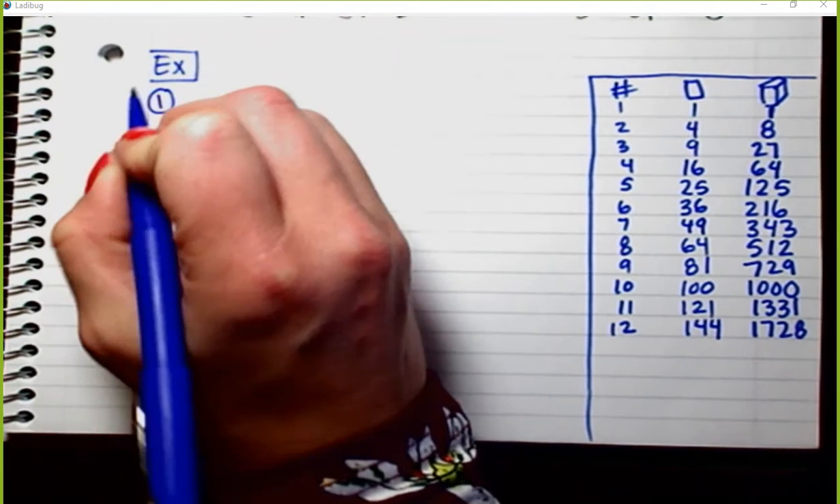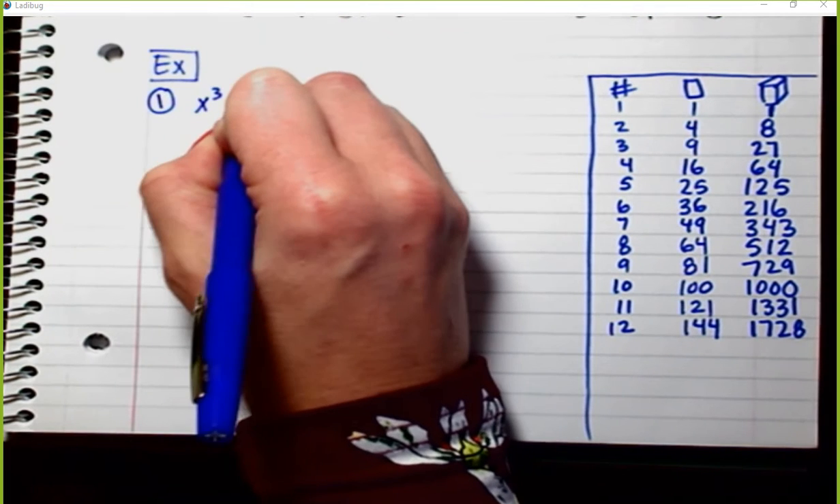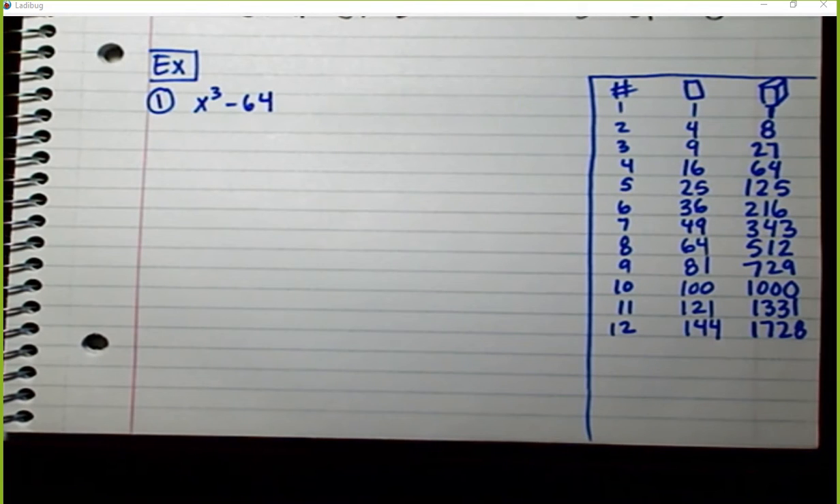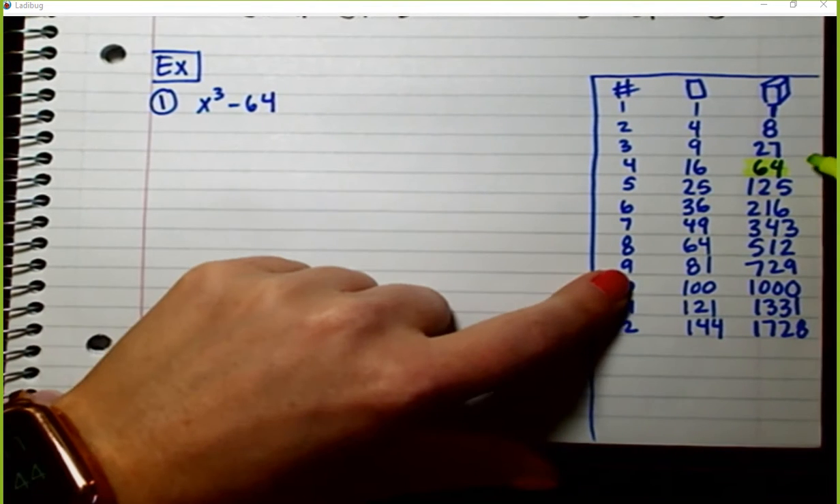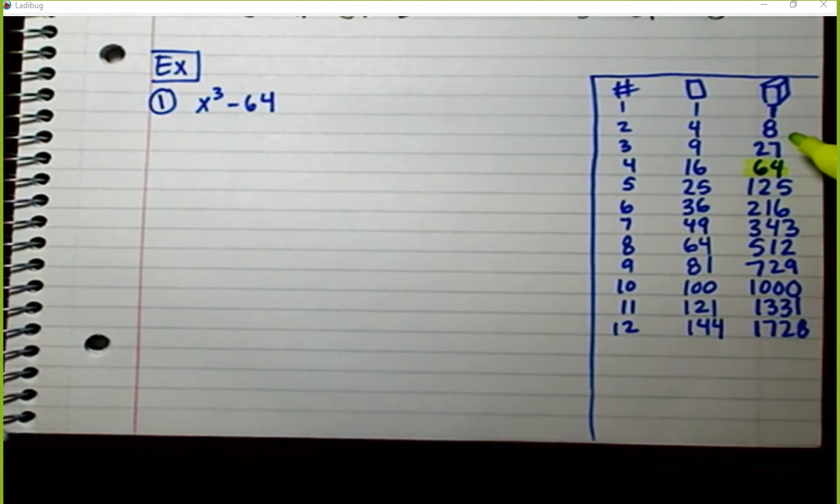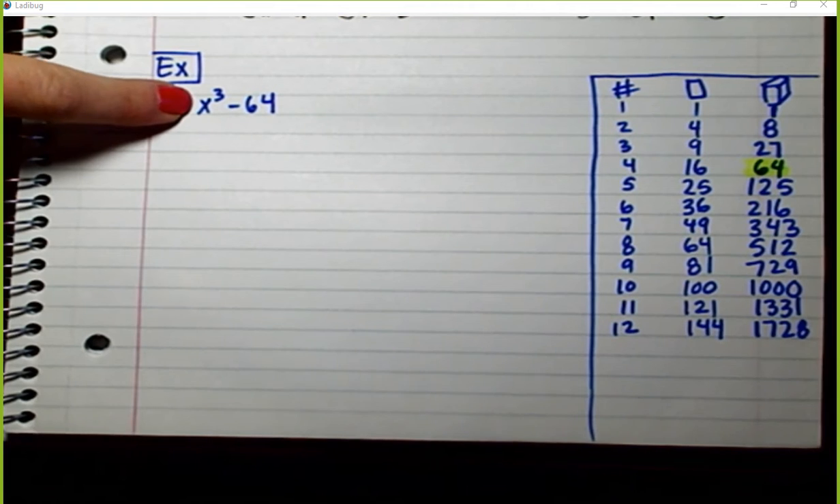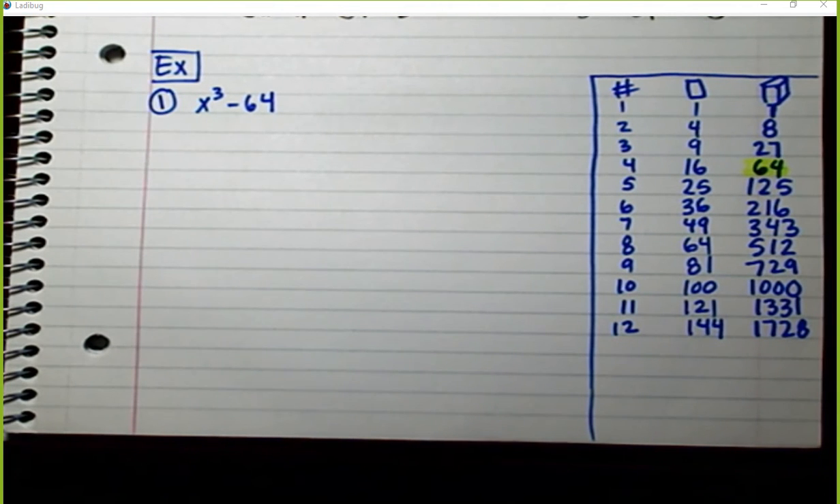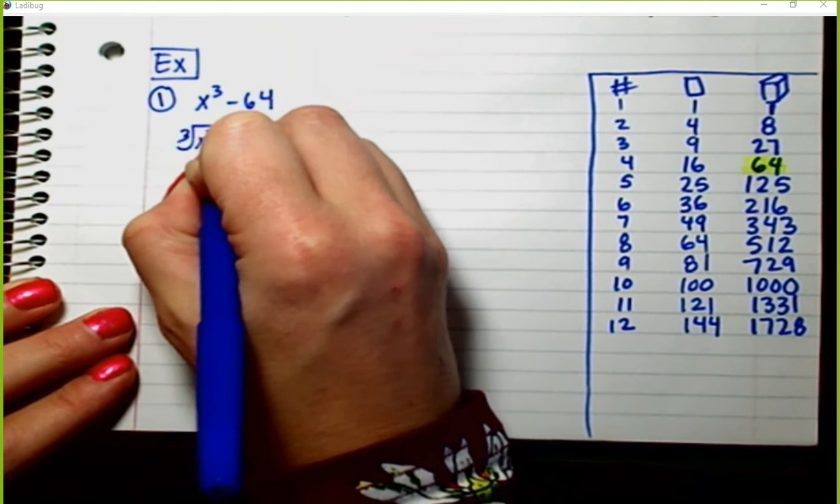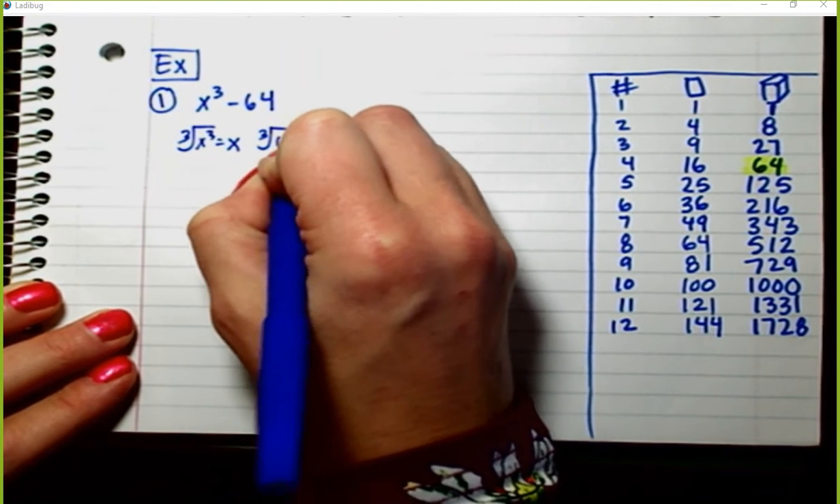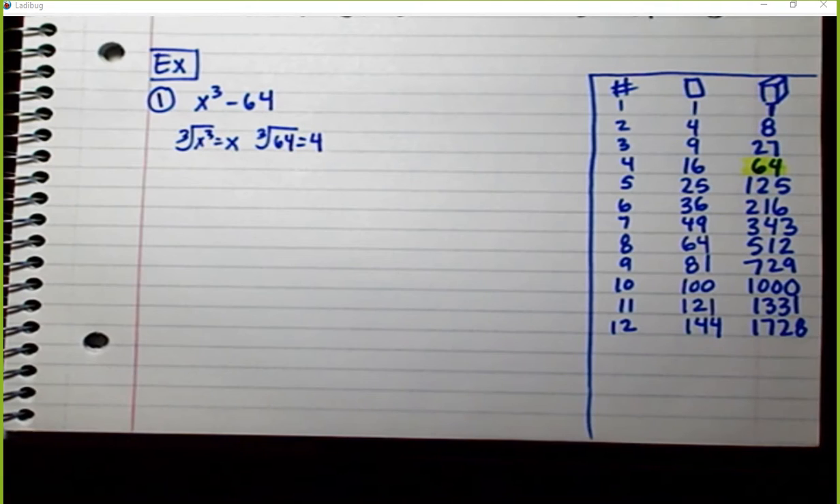Our first example. X cubed minus 64. All right, my first thing. Are they perfect cubes, right? I can't use the formula unless it's a perfect cube. 64, all right, notice 64 actually shows up as a perfect square as well, but x cubed is a perfect cube. That means I want to use my cube formula. Okay, so I can write the cube root of x cubed is x. The cube root of 64 is 4, because I have to find my numbers before I start the pattern.